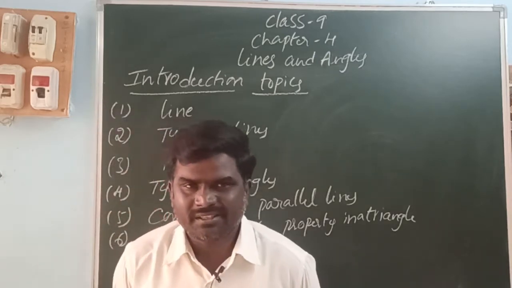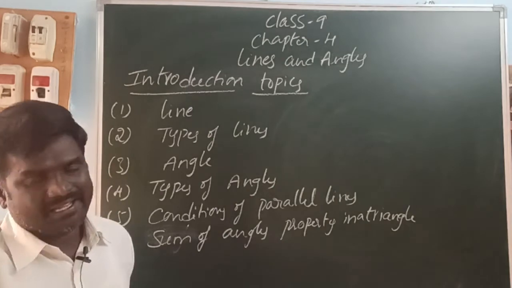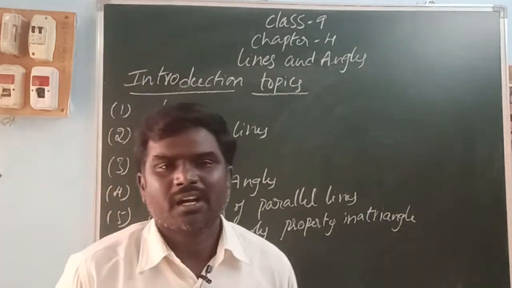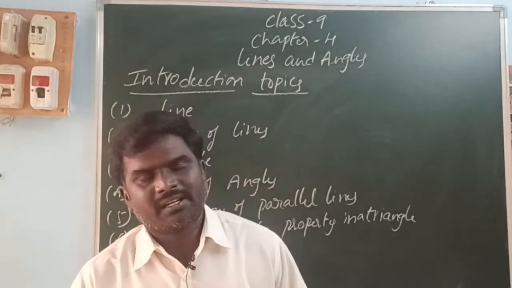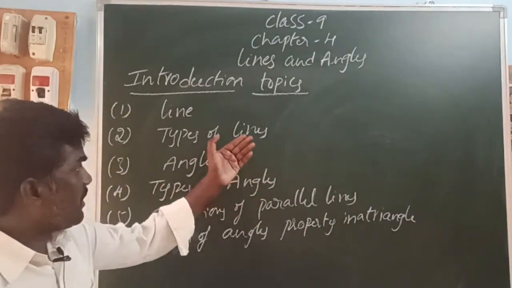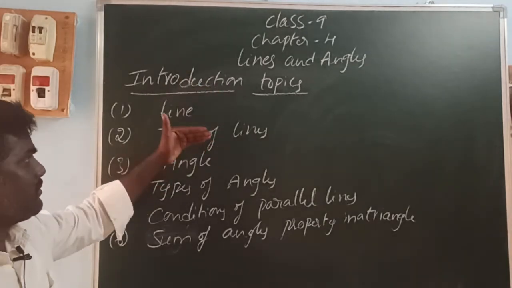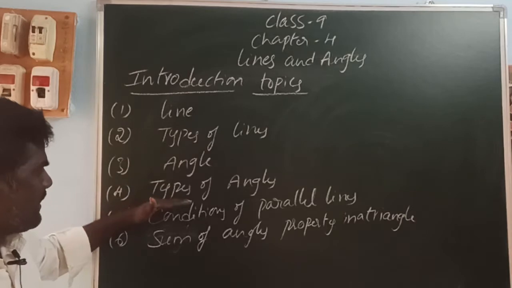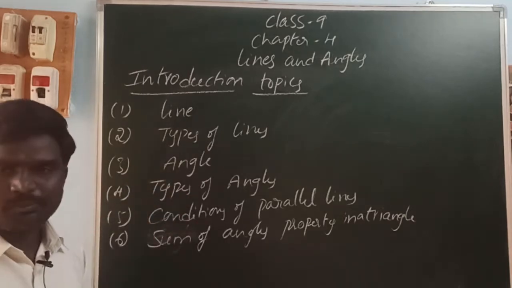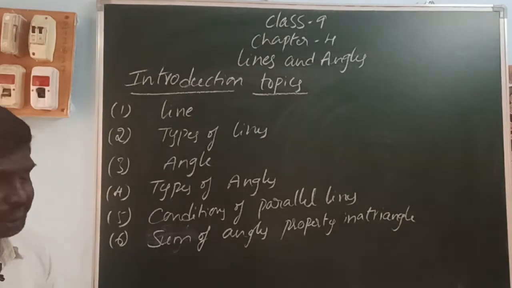Today I am explaining the class 9th chapter 4, lines and angles. It is a state syllabus of Andhra Pradesh, Tamil Nadu and Telangana. So now today I am explaining the introduction topics. In this chapter, the important topics are line, types of lines, angle, types of angles, conditions of parallel lines, and next, the sum of angles properties in a triangle.